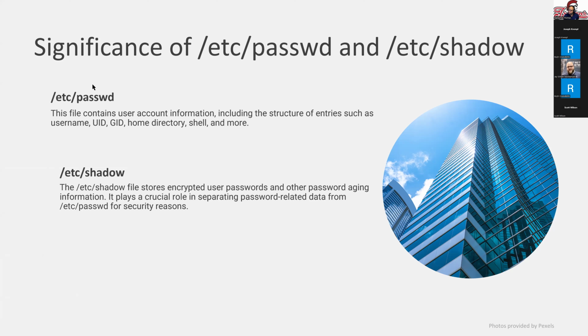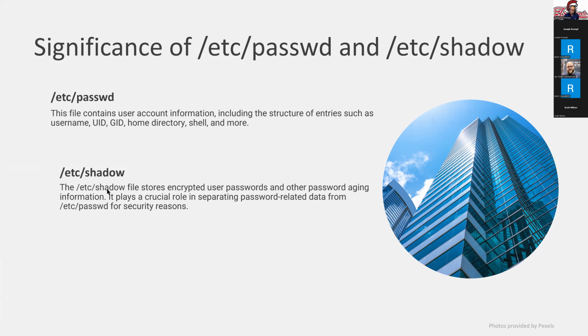There are two different folders, and both of these are pretty significant. Inside the etc folder is a file called passwd, and it contains all the user account information, including the structure of entries such as the username, user ID, GID, home directory, shell, and more. We'll take a look at some of those commands after these slides.